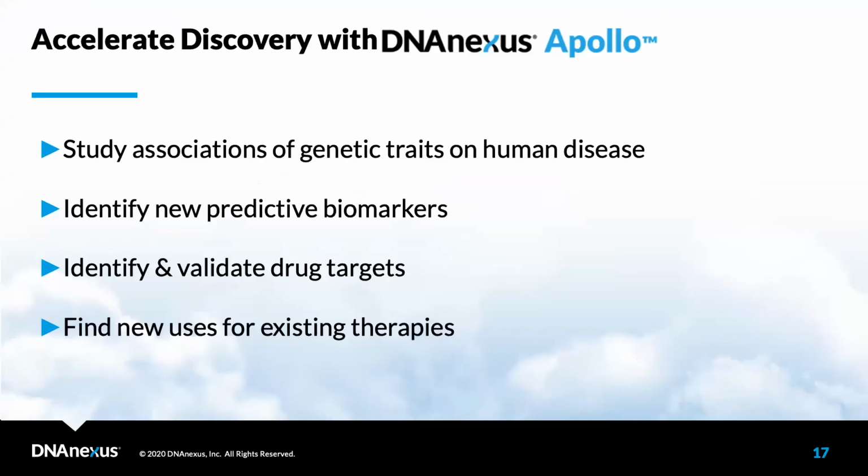With all the tools Apollo allows researchers to bring to bear on the analysis of UK Biobank data, we're really enabling iterative discovery of human genetics that really are important and empowering for the discovery of new biomarkers, validation of drug targets, and really for just understanding the links between genotypes and phenotypes.